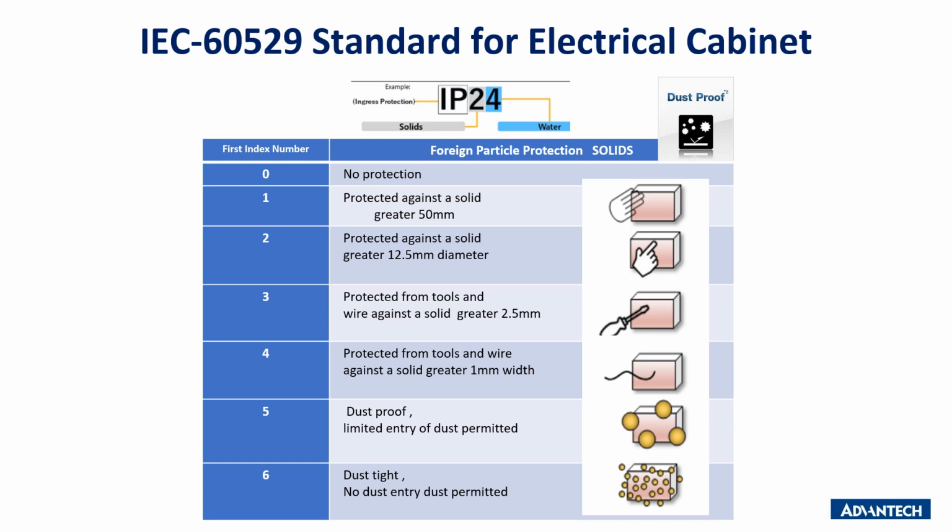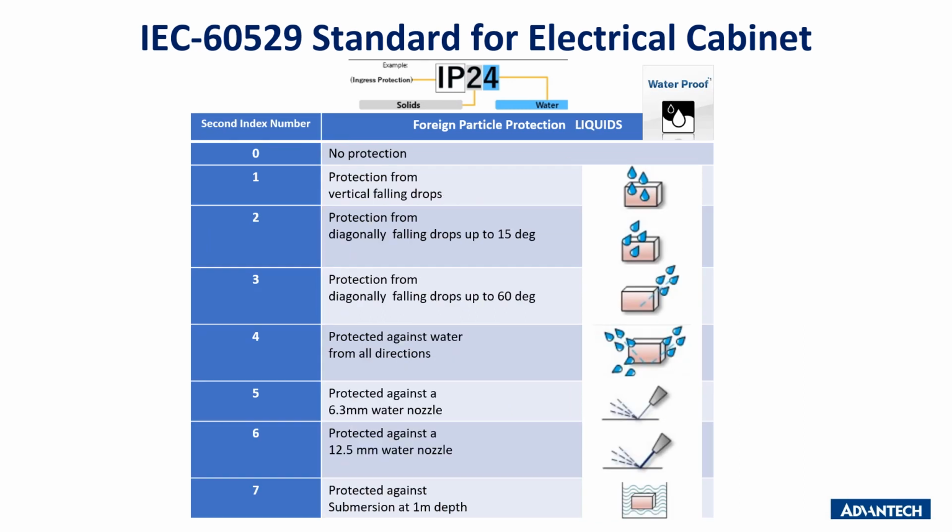For instance, the number 0 means there is no protection, and the number 6 means protection against the ingress of dust tight. For example, an electrical cabinet rated with IP2X is protected against a solid greater than 12.5 mm diameter, which can be fingers, and they will not be damaged.